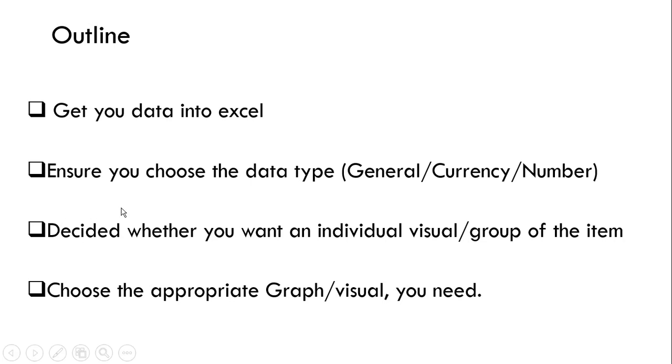Then two, we'll ensure that you choose the type of data you want to visualize, and from there you decide whether you want an individual visual or a group visual of the items you must have entered into your Excel. And thereafter, you're going to decide on the appropriate graph or visual. This means you're going to determine whether you're going to use a line visual, a bar chart, a histogram, or a pie chart, as the case may be.